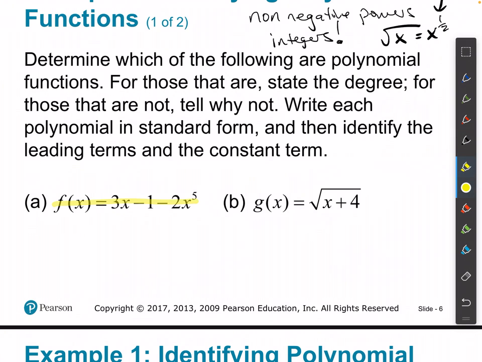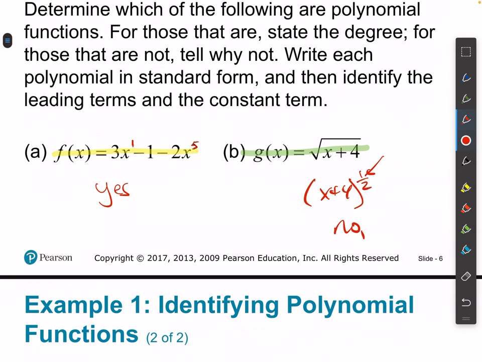Okay, so let's take a look here. Looking at this first one, what I want to see is, are all of the powers positive? And then are they all whole integers? And what I see is, yes, this is like x to the first, that's a whole integer. This is x to the fifth. Those powers, if you will, are positive. So yes, this is a polynomial. However, for our second guy here, this is the exact same thing as saying x plus 4 to the 1/2. And in that case, the power here is a fraction, therefore this is not a polynomial function. So we would say no.